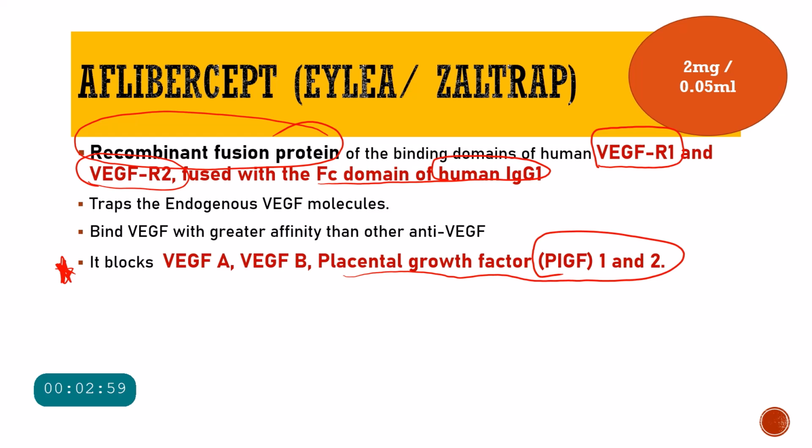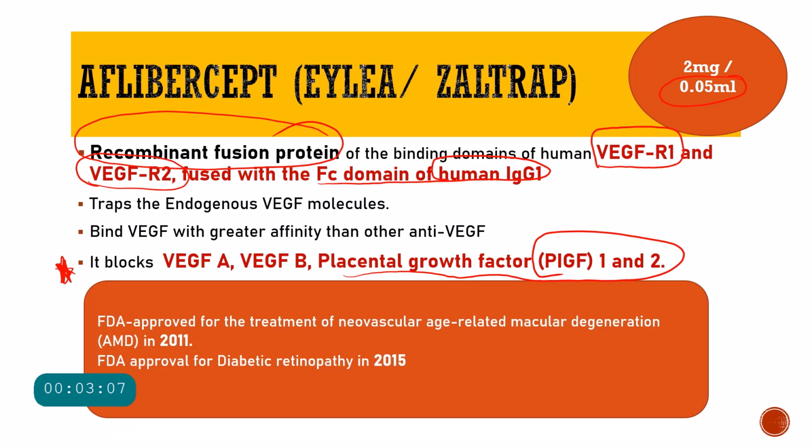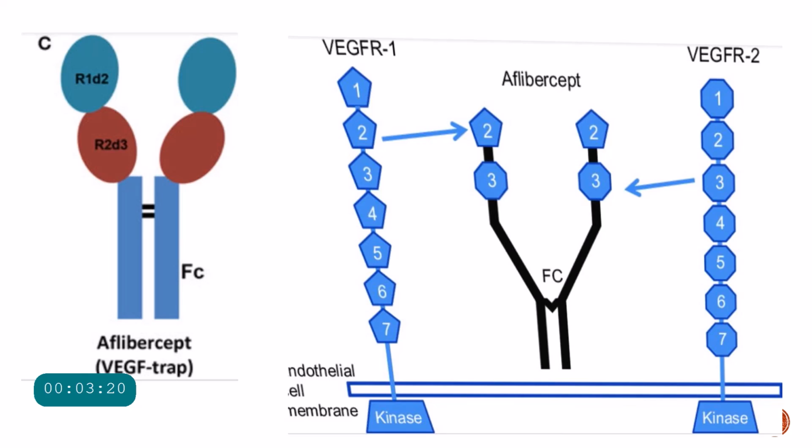The dose is 2 milligrams in 0.05 ml. So that means the volume that you are giving is 0.05 ml in the injection and the dosage is 2 milligrams. Now, FDA actually approved it initially for neovascular age-related macular degeneration in 2011 and later it was approved for diabetic retinopathy as well in 2015.